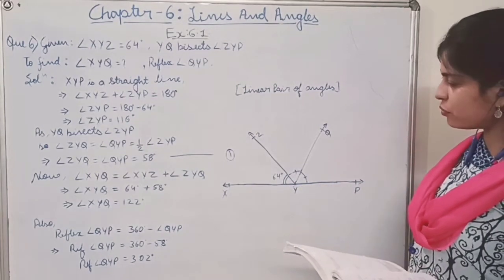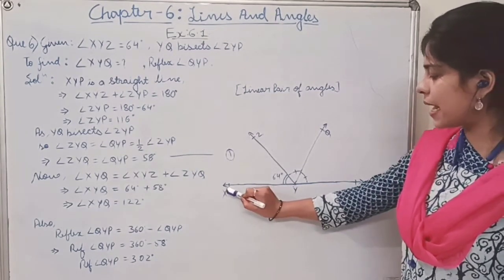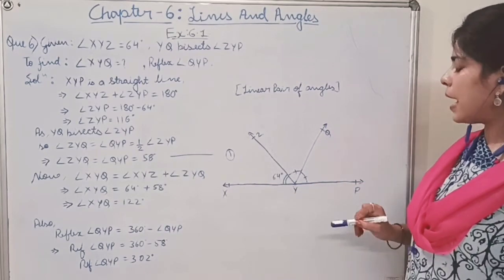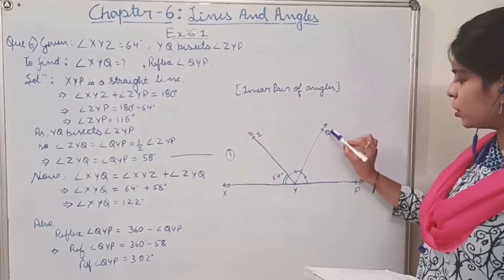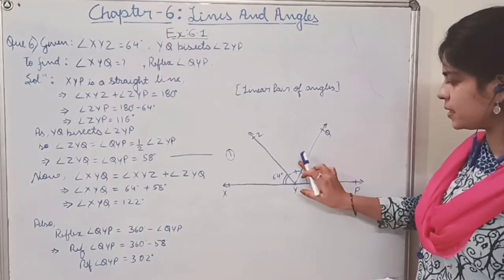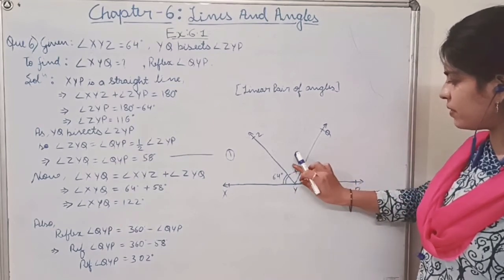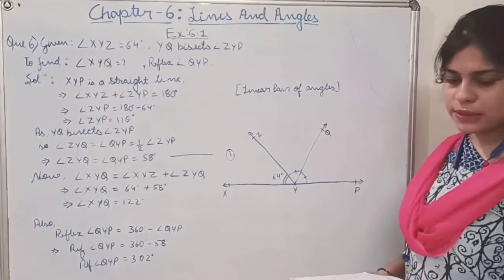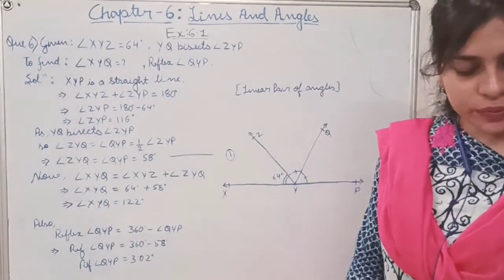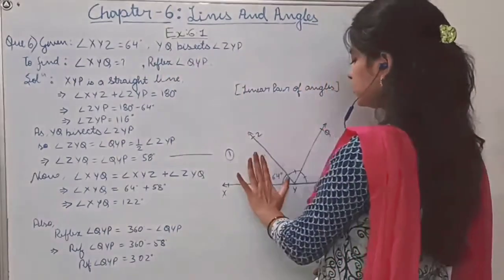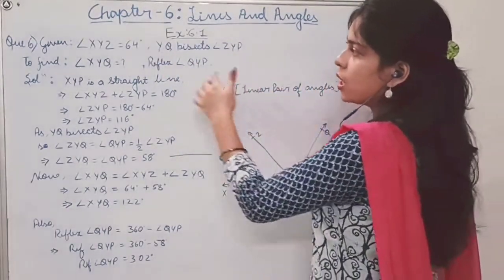Now what we have to find? We have to find the measure of angle XYQ and reflex of angle QYP. Reflex of angle QYP means this angle, starting from here to this end. Now see what we'll do first. We'll write what is given in the question.